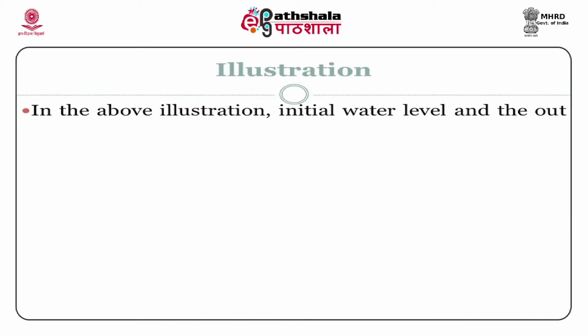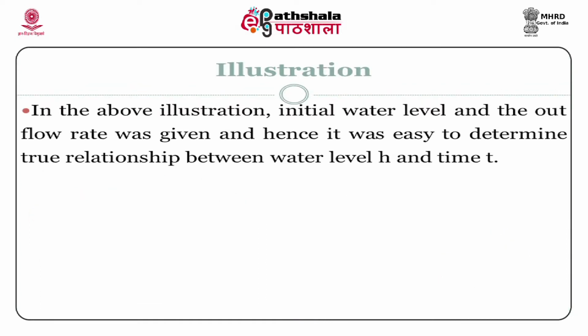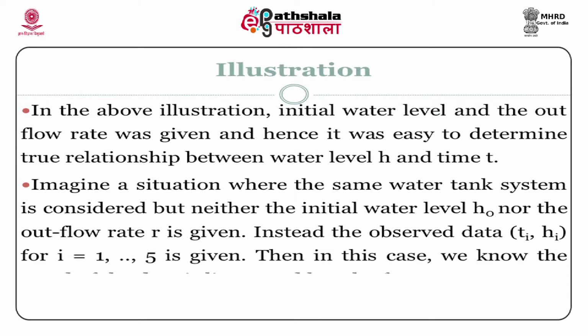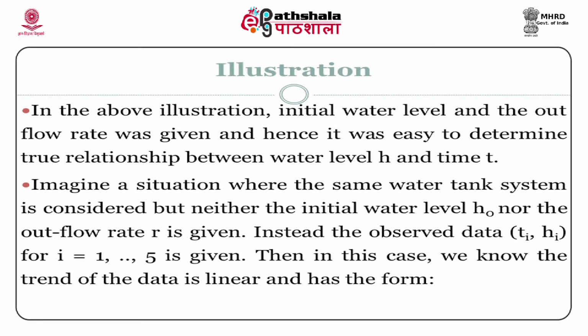So in the above illustration, the initial water level and the outflow rate were given, and it was easy to determine the true relationship between water level h and the time t, and therefore comparison was feasible. But imagine a situation where the same water tank system is considered, but neither the initial water level h0 nor the outflow rate r is given. Instead, the observed data (ti, hi) for i equal to 1 to 5 is given.